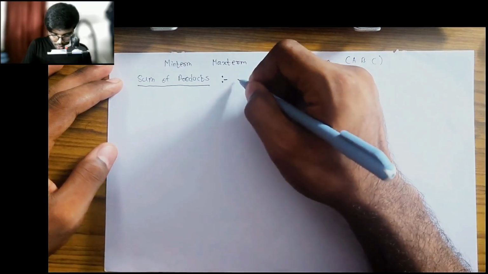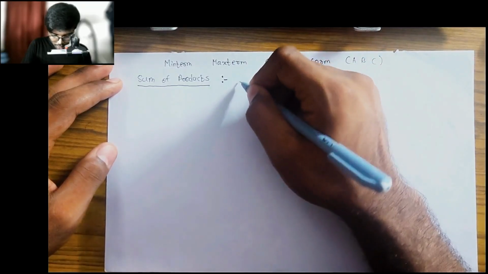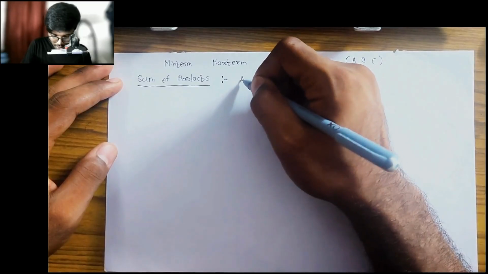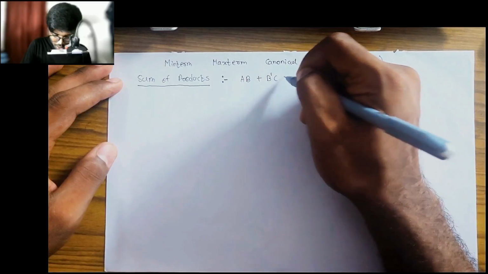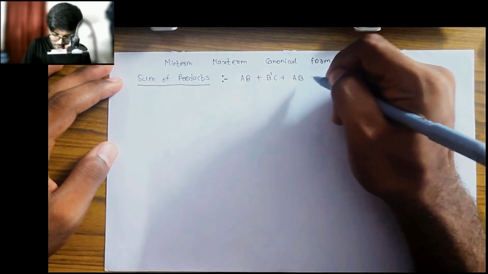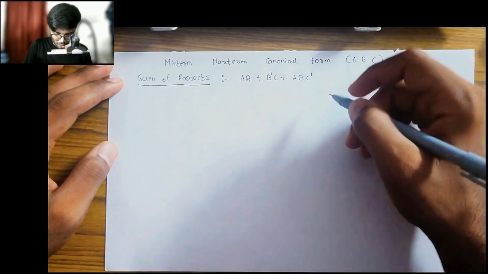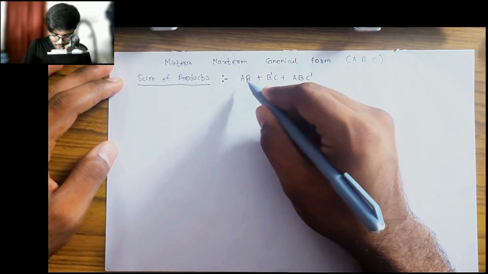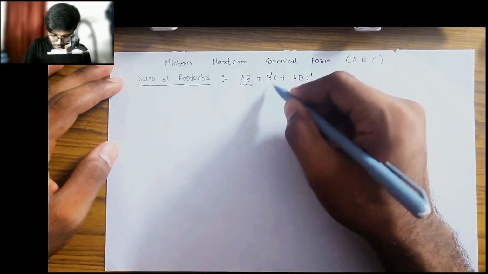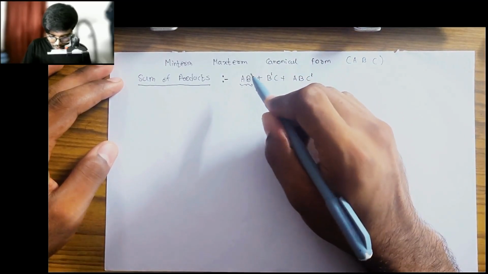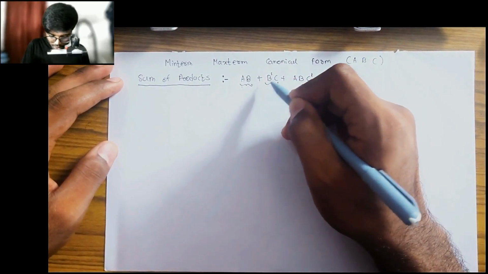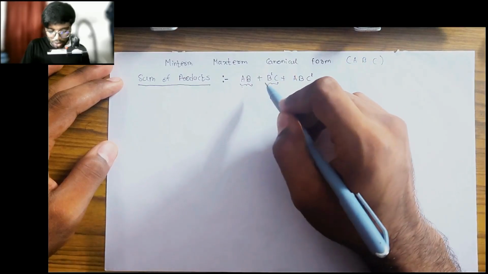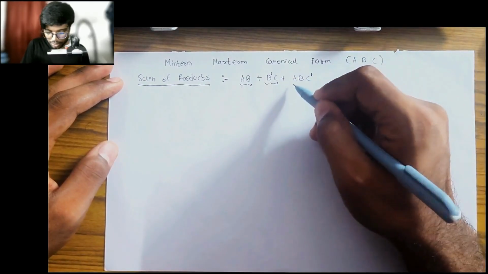Now, let us take an example of some random Boolean expression. Let us say AB + B̅·C + ABC̅. As we can see here, AB does not contain C, neither in normal form nor in complemented form. B̅·C is the same: it does not contain A, not in normal form, not in complemented form also.